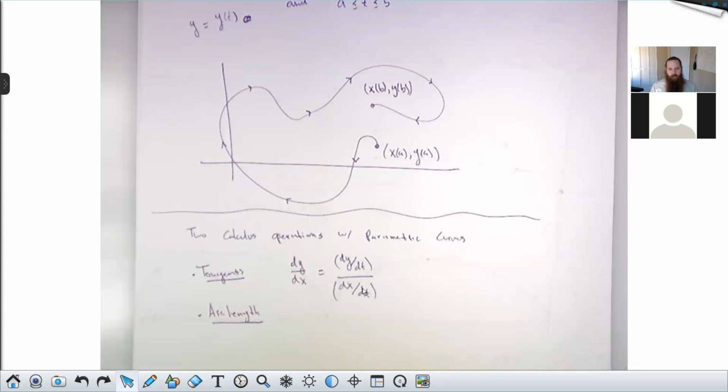It's almost like you can cancel the dt's. Of course, dy and dt, dx and dt, those are not real numbers. They're infinitesimals, they're differentials. You cannot cancel them, but symbolically it works out like you could.